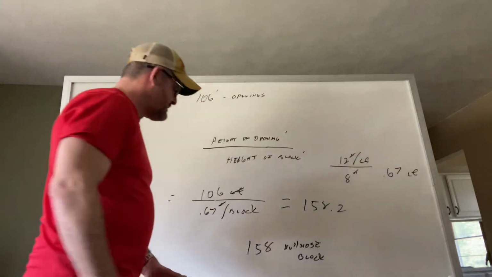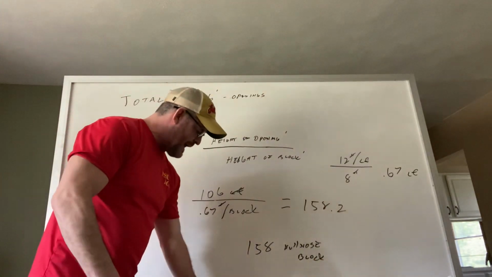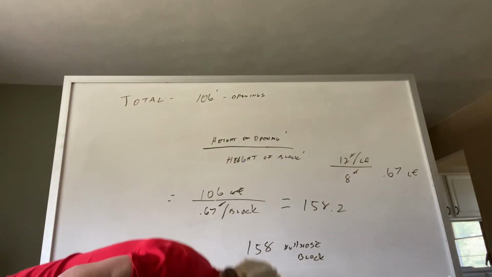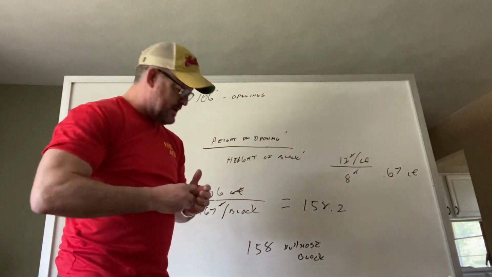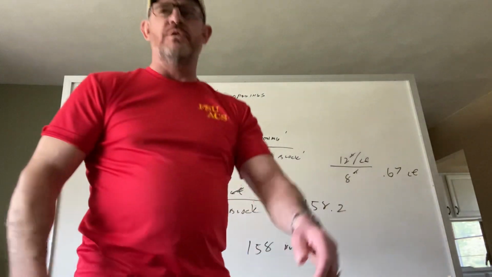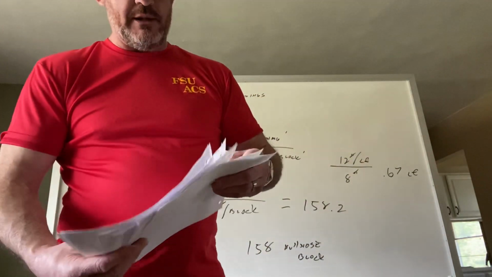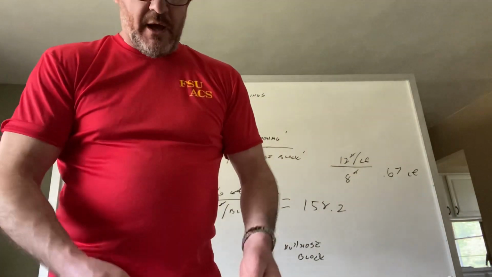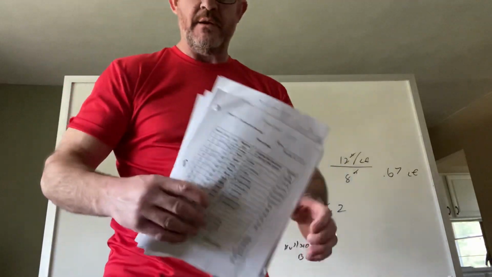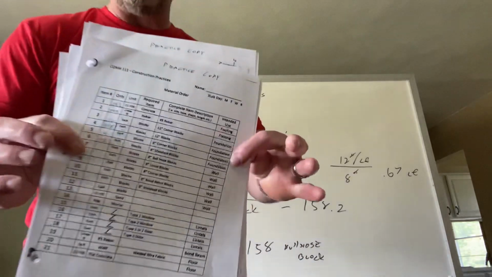All right, so we've determined how many bullnose block we need on the outside edge of every one of our openings. So we are going to go back to our list, I should say, and we are going to write that number, 158 block for my bullnose block.